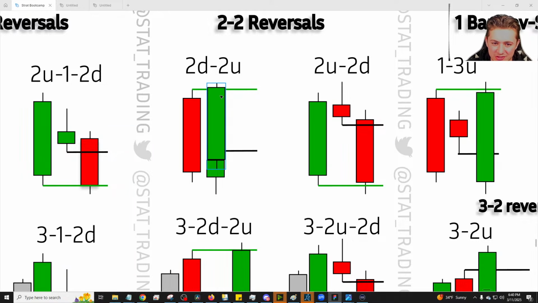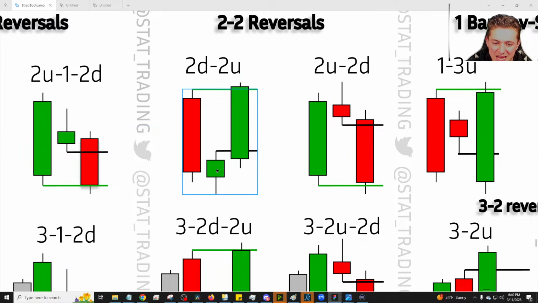And this is the trick to understanding broadening formations. On any chart you look at, you compound the 2s together, and you're going to see where the 3 is. So in this case, that 2-2 reversal made a compound outside bar where these 2 bars go outside of this bar. And with every 2-2 reversal, that's always what we're looking to do.